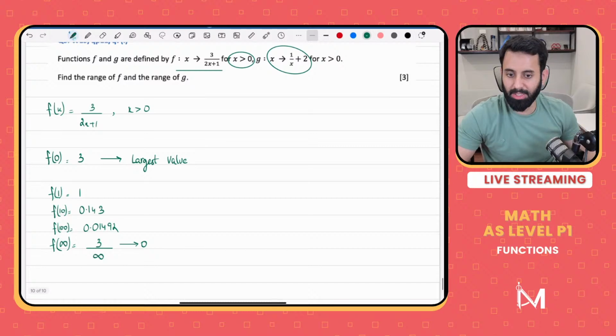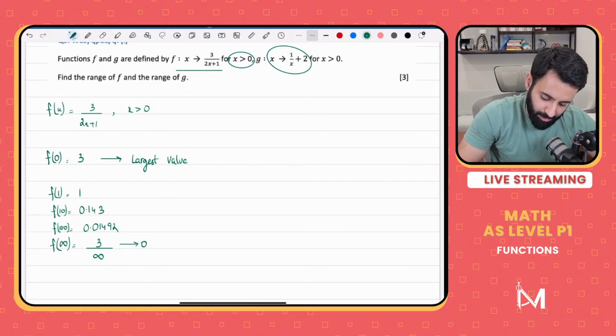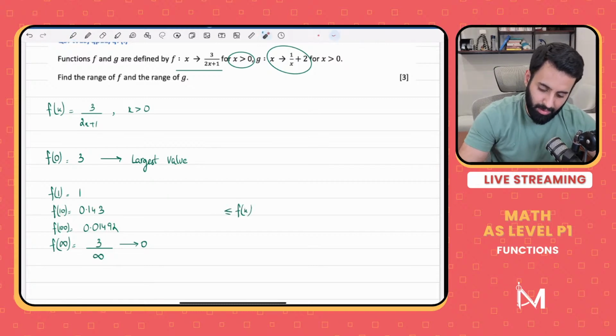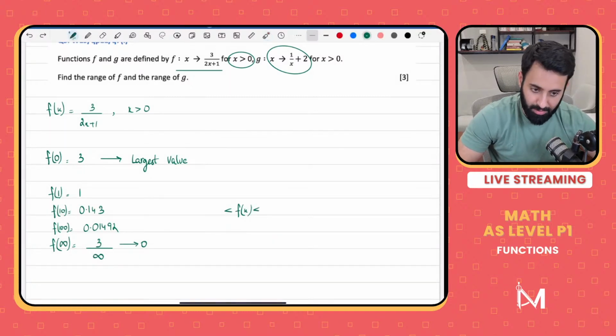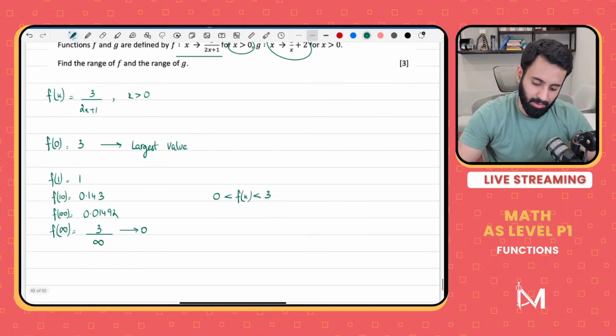Okay, the smallest it can be is 0, and not actually equal to 0, but approaching 0. Just like it can't be equal to 3, it's always going to be lesser than 3. So just like that, it can't be equal to 0. It's always going to be greater than 0. So the answer would be greater than 0 and less than 3. Okay, this is the best way to solve domain and range questions.